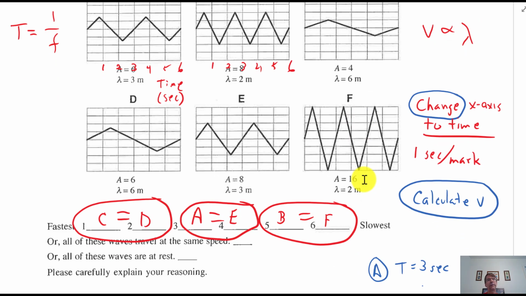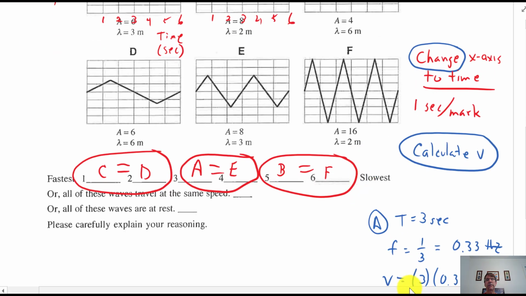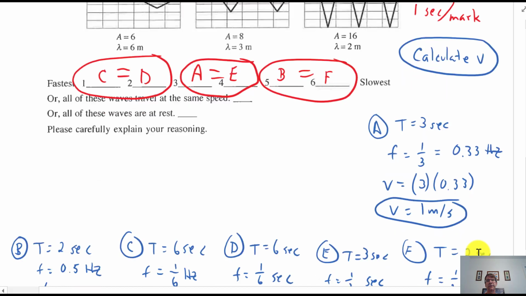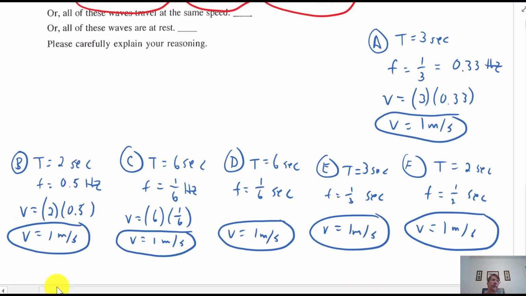If I use this time scale that I'm now using, same time scale on all 6, unlike the original. In diagram A, the period is 3 seconds, come down here to the right. So the frequency is 1 over 3, 0.33 hertz, because the frequency is 1 over the period. And then the velocity is wavelength times frequency. The wavelength is 3, that's given in the diagram, times 0.33, gives you 1 meter per second. Interestingly enough here, if you do the math, they all come out to be 1 meter per second.